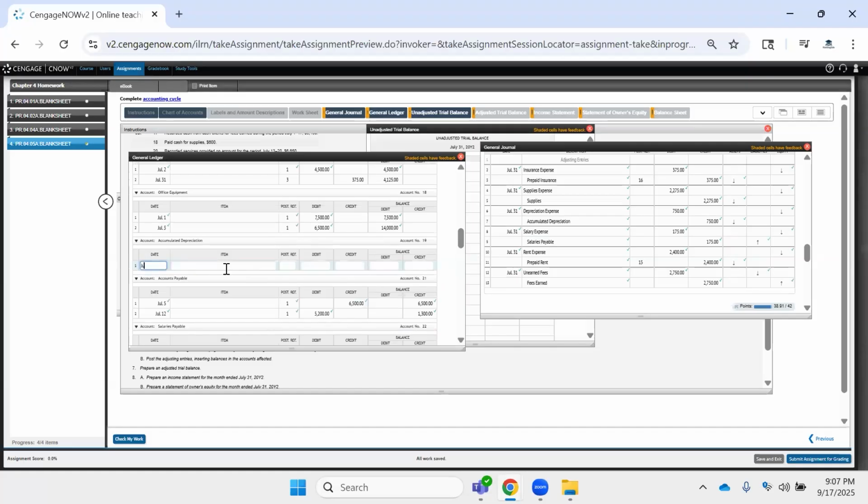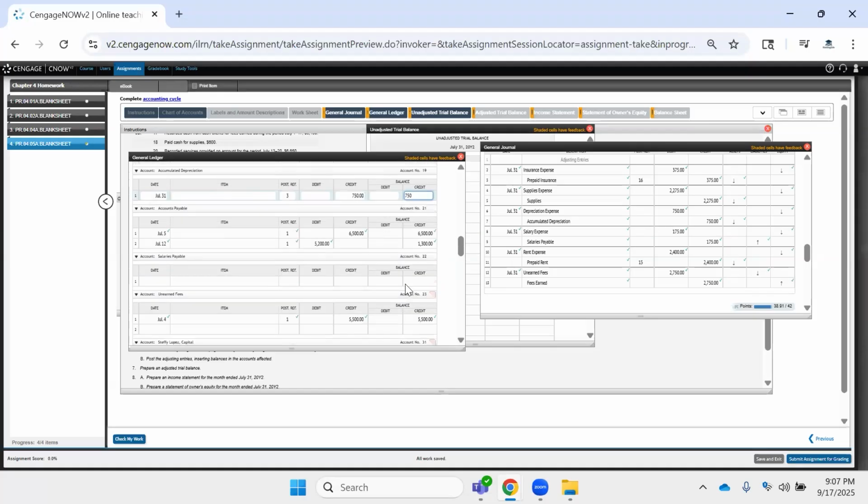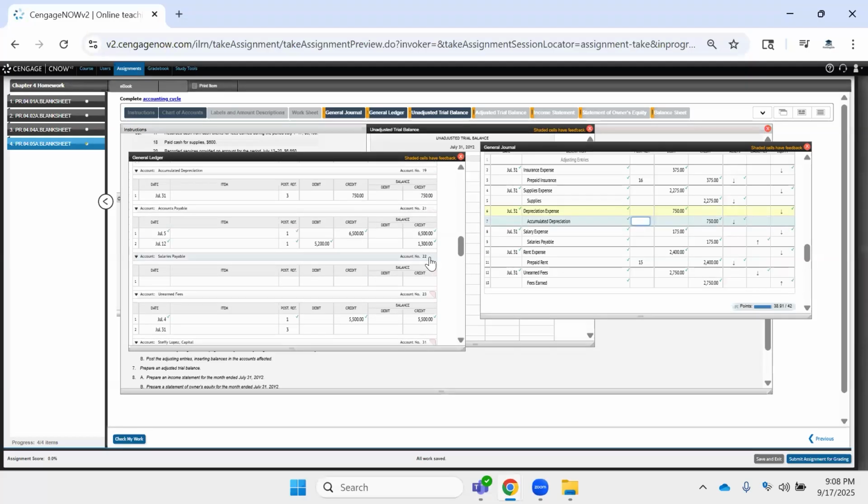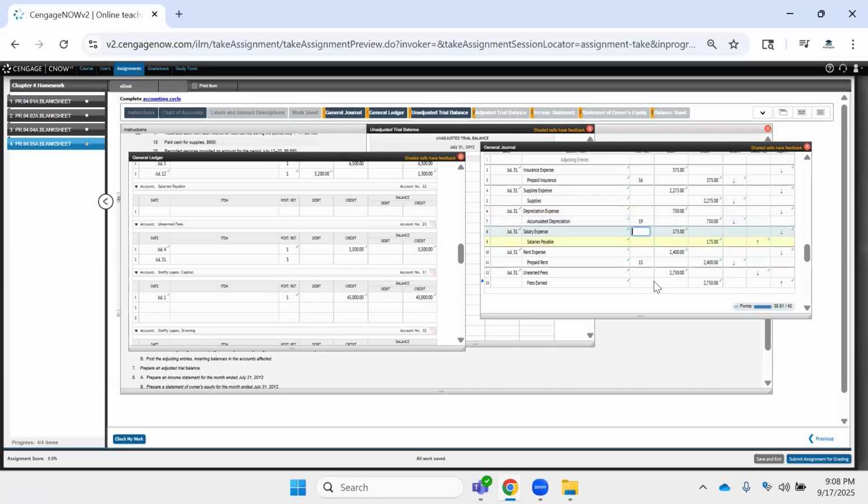Next amount is accumulated depreciation, which is a credit, and that's going to be $750. And then our unearned fees, July 31st. Accumulated depreciation, our account number was 19. Unearned fees got reduced by 2,750, and as we know, our ending balance also was going to be 2,750 because that's the amount unexpired, and that was explained in the problem.